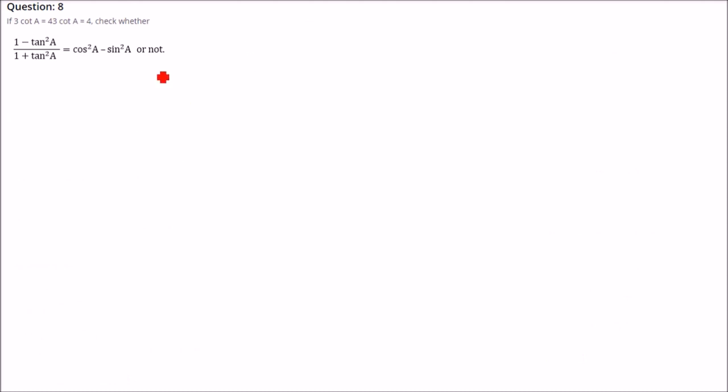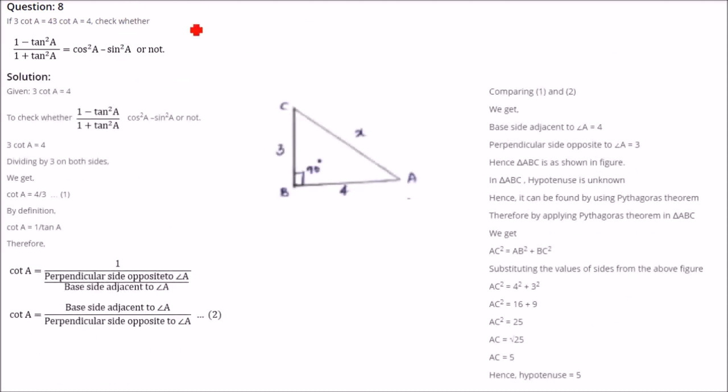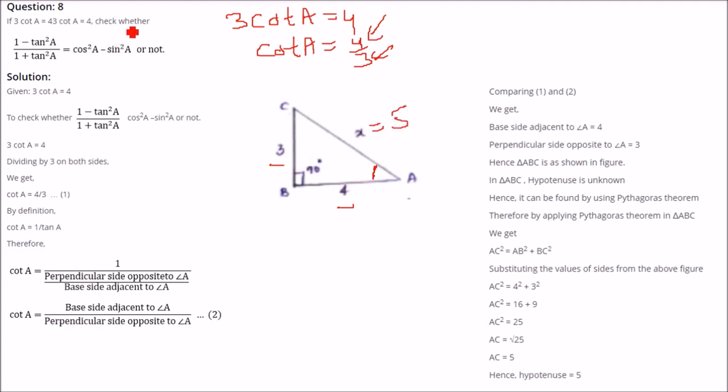If 3 cot A is 4, given as 3 cot A equal to 4, so what do you get? Cot A equal to 4 by 3. So cot A is 4 by 3. If we take this side, angle A, cot A is base by perpendicular. So base is 4, perpendicular is 3. This is 4, this is 3. We have already done when the two sides are 4 and 3. This will be 5.